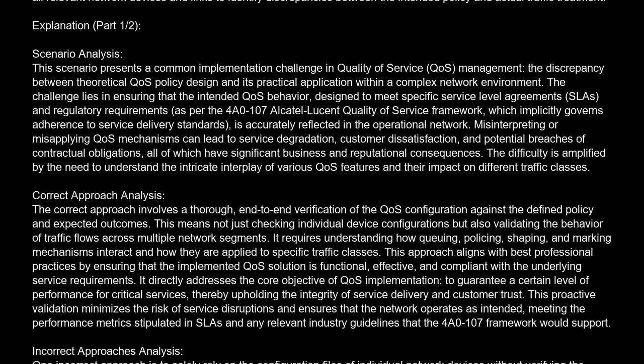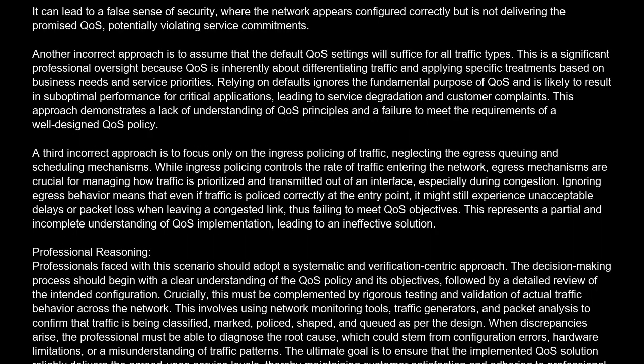Ethically and professionally, this is a failure to perform due diligence, as it assumes correctness without empirical validation. It can lead to a false sense of security, where the network appears configured correctly, but is not delivering the promised CoS, potentially violating service commitments.